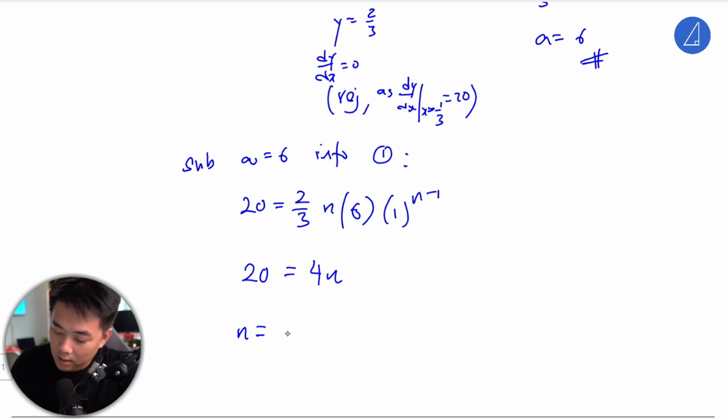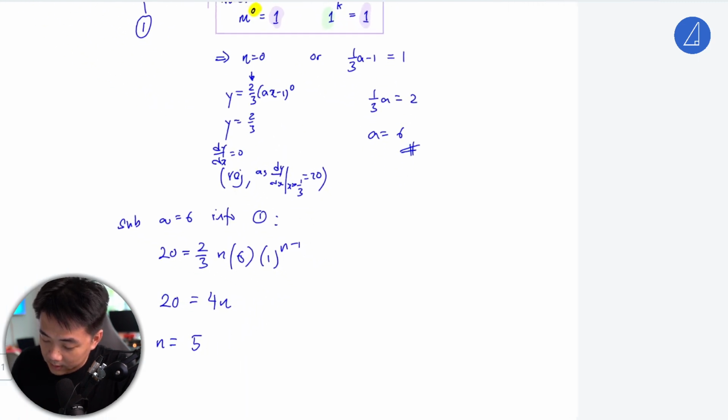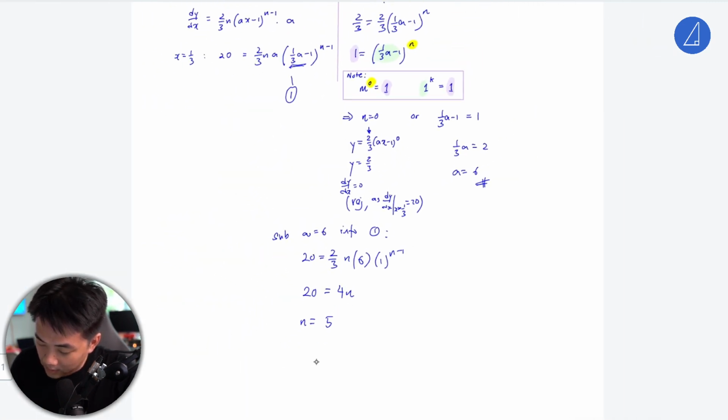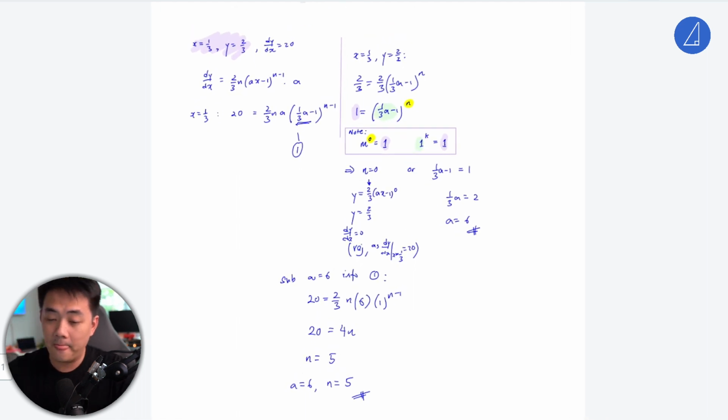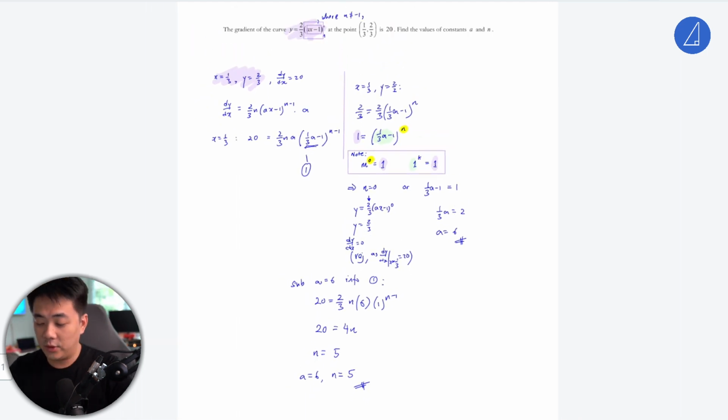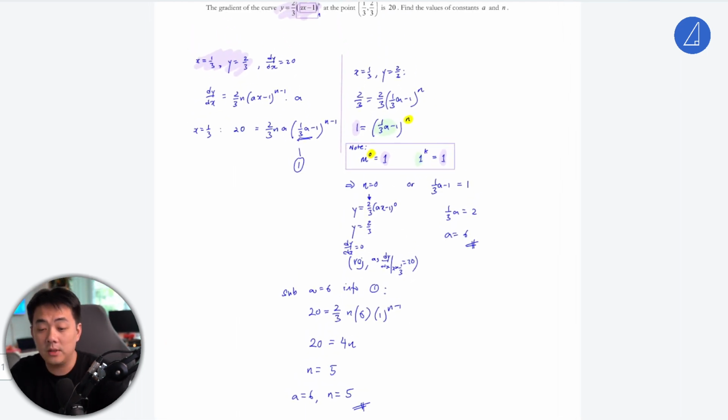Okay. That's it. I think a is 6 and n is 5. So this is how you do this question proficiently. If you have any questions at all, please let us know and I'll see you in the next question.